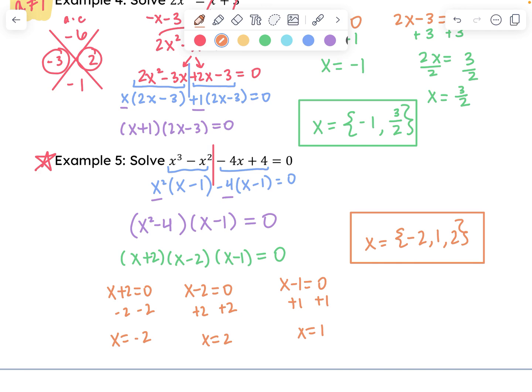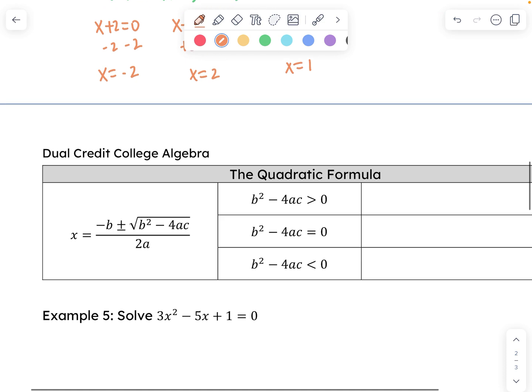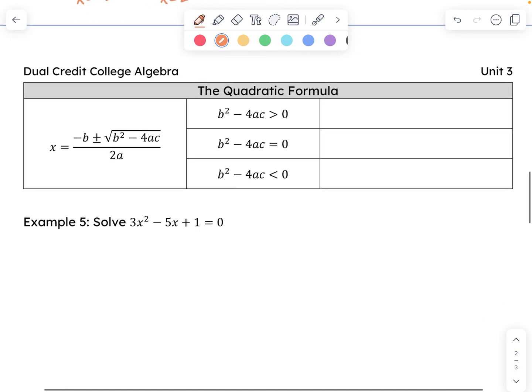Now remember, factoring is not the only way to solve our quadratic equations. Sometimes they are not factorable. Or sometimes if you just don't want to factor, you can use the quadratic formula. So that's what we got on the next page here. X equals negative b plus or minus the square root of b squared minus 4ac all over 2a. Now you may remember the part underneath the square root is what we would call the discriminant, and it has some important features.